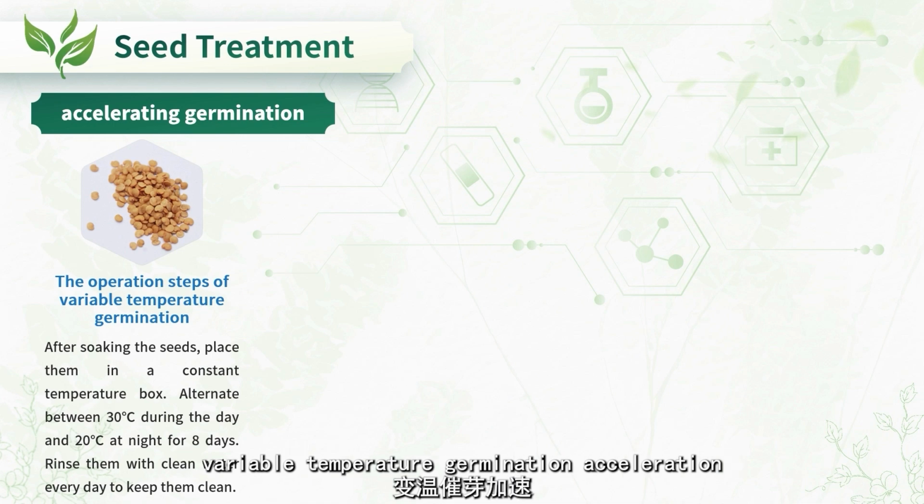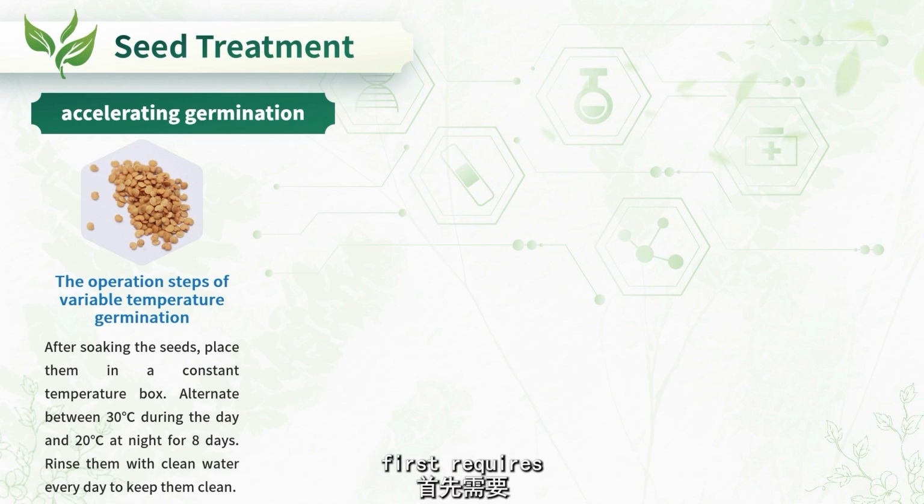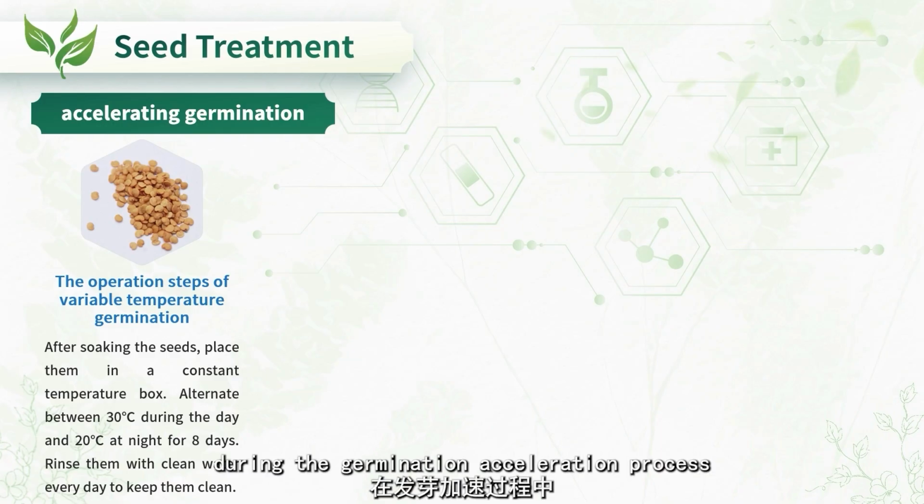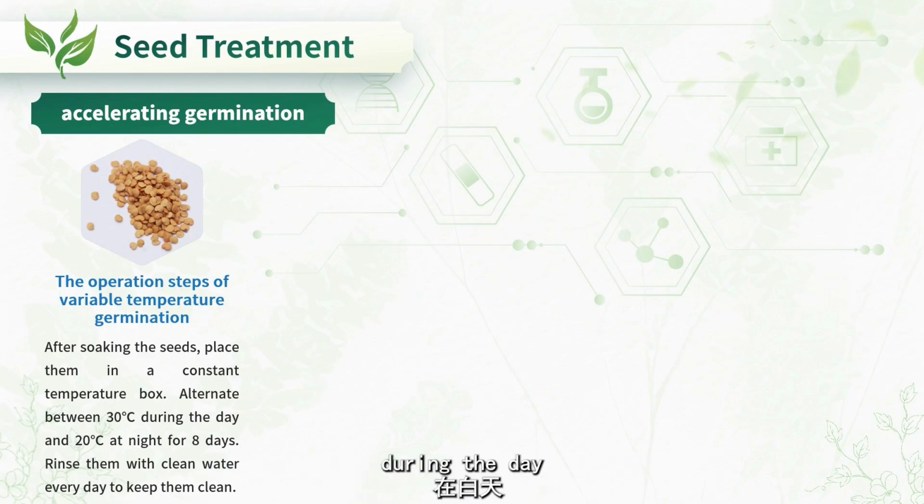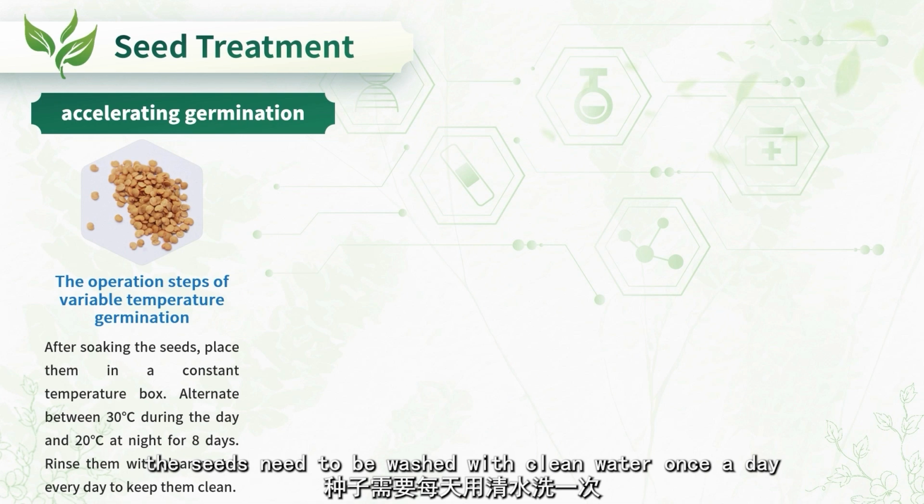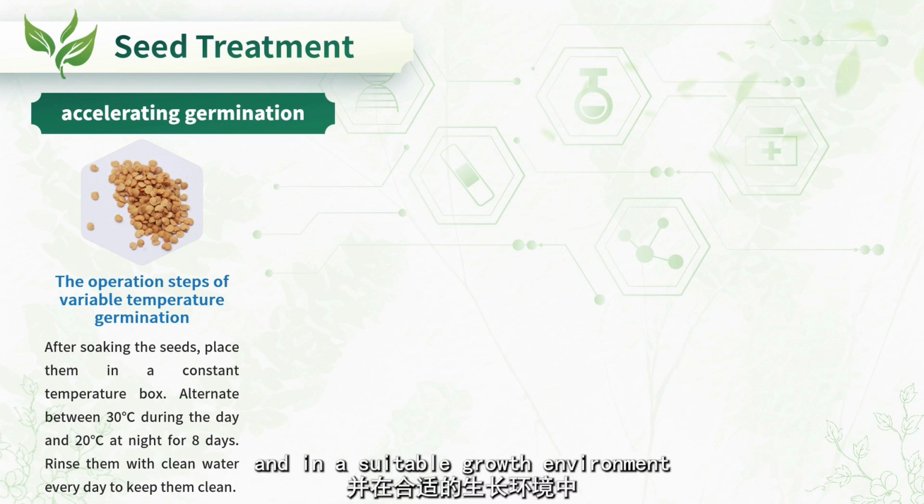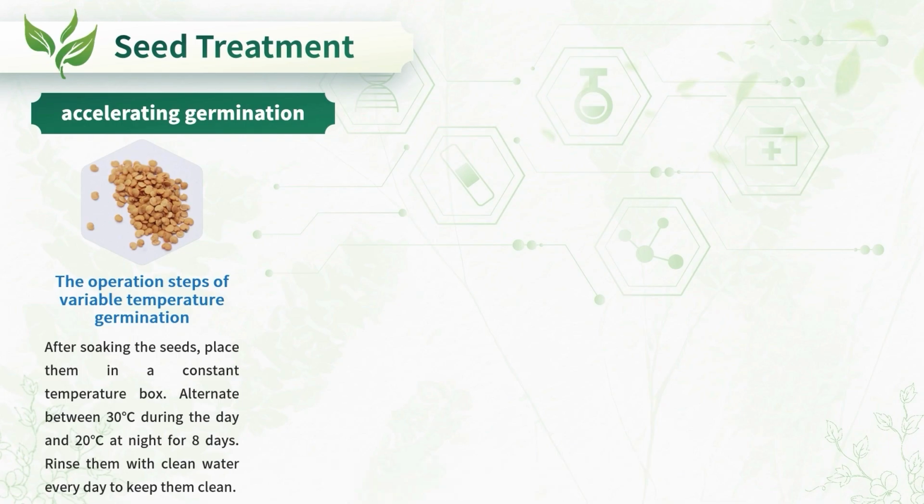Variable temperature germination acceleration first requires soaking the rootstock seeds, followed by placing them in a constant temperature incubator for treatment. During the germination acceleration process, the temperature should be maintained at 30 degrees Celsius during the day and reduced to 20 degrees Celsius at night, and this temperature alternation treatment should continue for 8 days. During this period, the seeds need to be washed with clean water once a day to keep them clean and in a suitable growth environment.